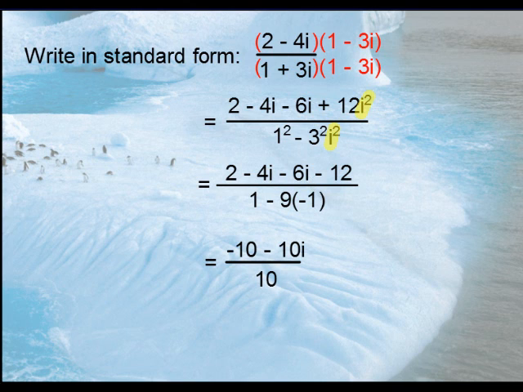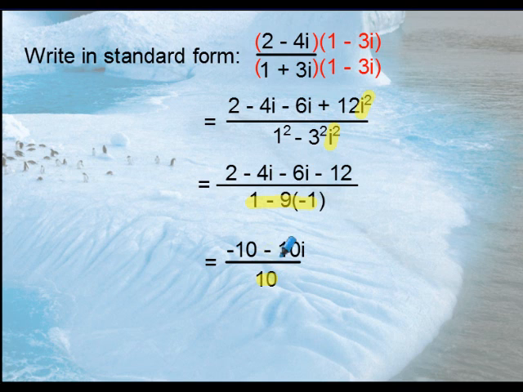So if you collect all your like terms up top, negative 4i, negative 6i is negative 10i. 2 and negative 12 gives you negative 10. And then the denominator here just gives you positive 10. And lo and behold, there are no i's down here.